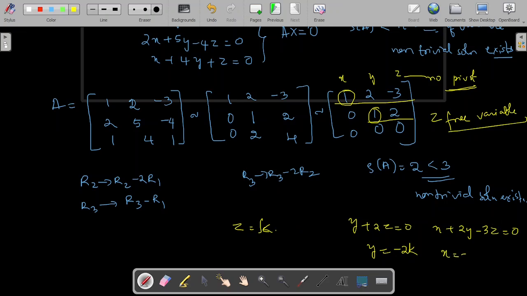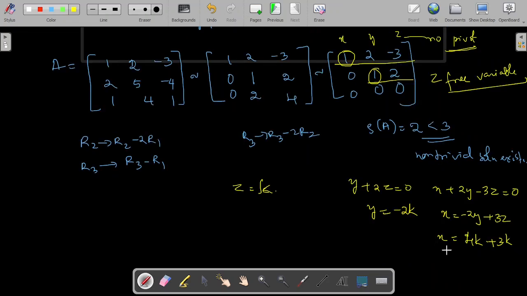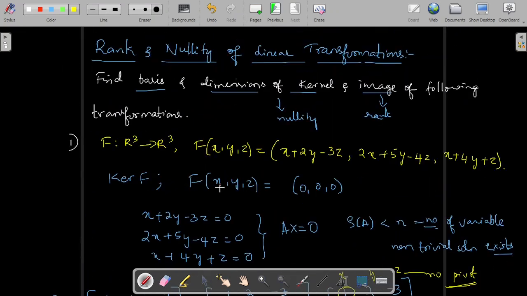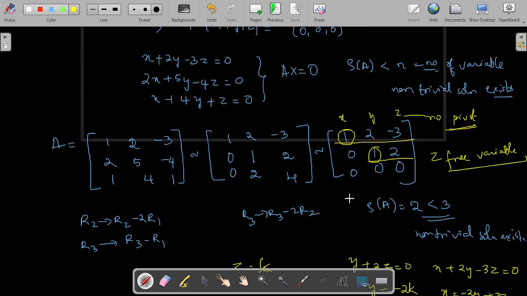Then x equal to minus 2y plus 3z. So that is x equal to, put y equal to minus 2k, so minus 2 into minus 2k is 4k, plus 3 into z, z is k, 3k. Therefore x equal to 7k. Hence you got x is 7k, y is minus 2k, z is k. So I want all those x, y, z which map to 0.